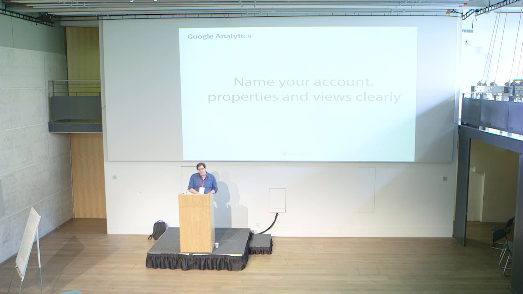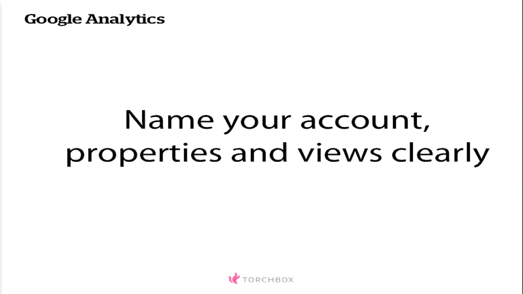This is a bit of housekeeping, but sometimes the account and the properties and the views within that account aren't always named clearly. So I get a little bit frustrated when it's a whole organization's account and they give the whole account the name of the URL of the main website, but within that account they're actually tracking multiple different domains. I'm quite anal about this sort of stuff, and I just like making sure that things are describing exactly what you're looking at.